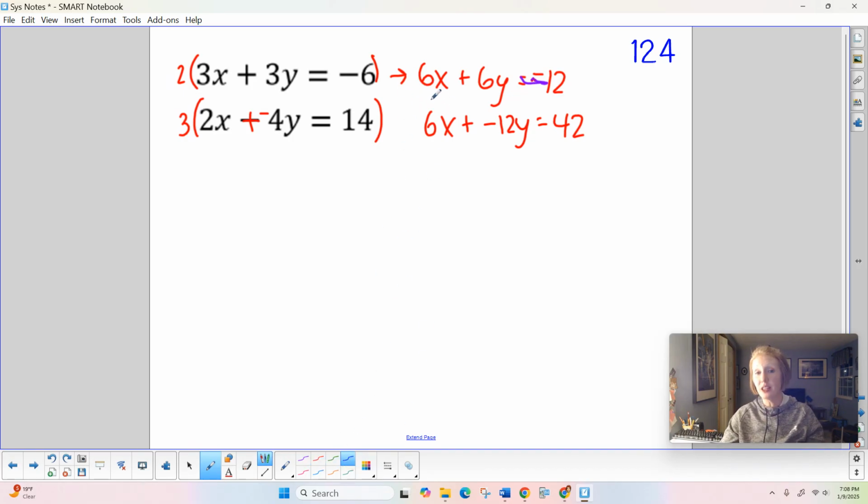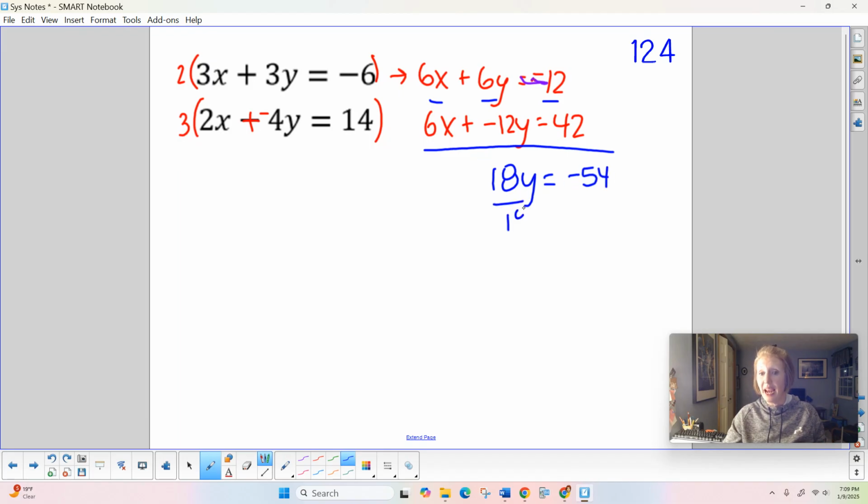So now because they're the same, I'm going to go through and I'm going to subtract everything. But I'm going to be really careful watching this. 6x minus 6x is 0. And then 6y minus a negative 12y is 18y. Watch those negatives. 6 minus the negative 12 really is 6 plus 12. And same thing here. Negative 12 minus 42. Okay, and again, if you're not sure, go through and double check that on your calculator, but you're going to get negative 54 for this guy.